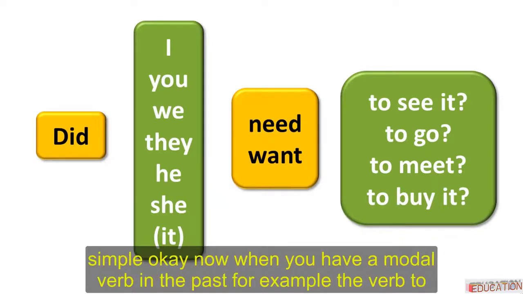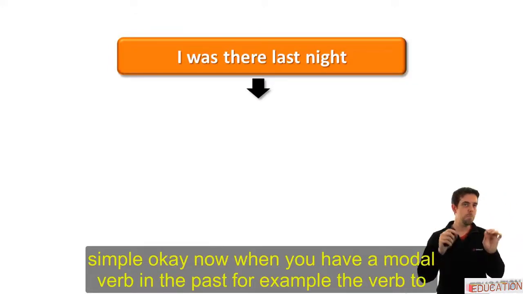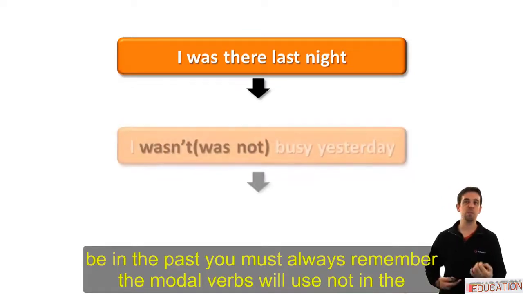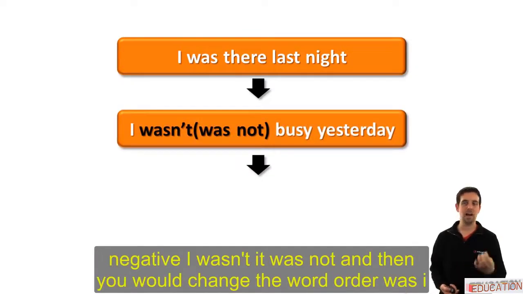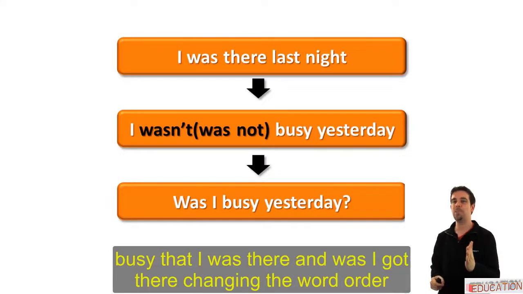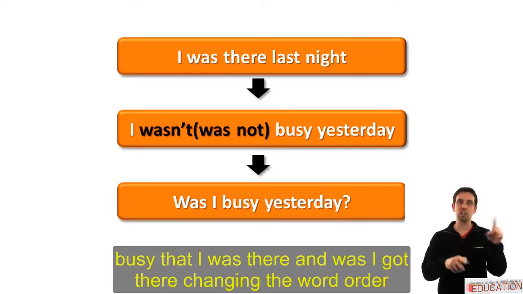It's very simple. Okay? Now, when you have a modal verb in the past, for example, the verb to be in the past, you must always remember the modal verbs will use not in the negative. I wasn't, I was not. And then you will change the word order. Was I busy? I was there last night. Was I there? Changing the word order.